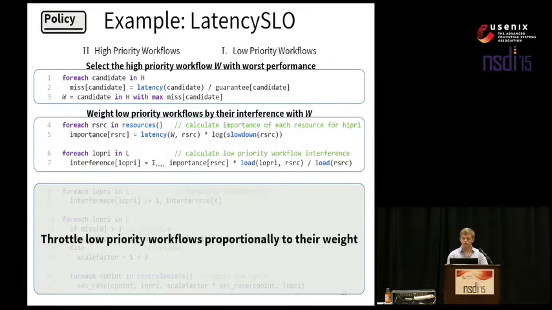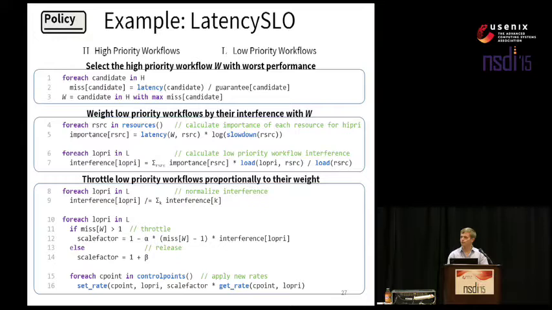Next, we calculate low-priority workflow weights by combining the resource importance with the load that each of the low-priority workflows has on the resource. This gives us a weight for each low-priority workflow. Finally, after normalizing the weights, we adjust the control point rates of the low-priority workflows. If the high priority workflow is missing its target latency, workflows are throttled according to the weight we calculated. Or if they're all achieving their target latencies, we relax the low priority workflows to allow them to utilize spare capacity. Finally, we send out new control point rates to the system. Since this policy works incrementally in a control loop, we have parameters alpha and beta which control the size of steps taken in each iteration.